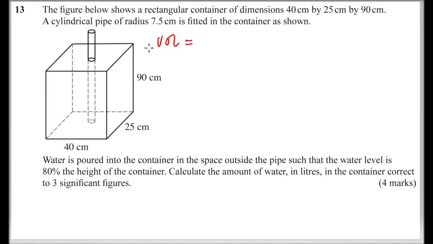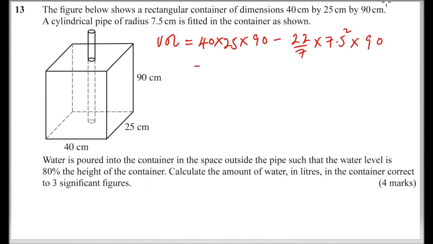So the volume of the container is 90 multiplied by, let's start with 40 multiplied by 25, multiplied by 90. That's the total volume of the container. You subtract the volume of the pipe, which is the base area, pi r squared with pi as 22/7, where r is 7.5 squared, multiplied by the height, which is 90.